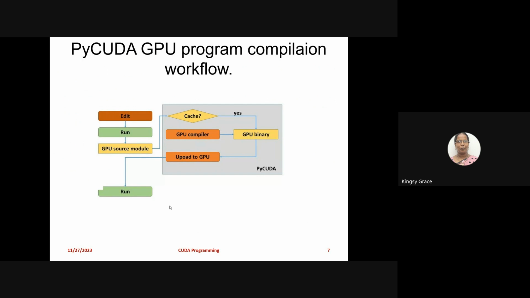This is the CUDA program compilation workflow. You have a GPU source module, which is executed with the help of PyCUDA, and it is converted into a GPU binary. That is, the GPU source module is converted into a GPU binary, and it is compiled using the GPU compiler.